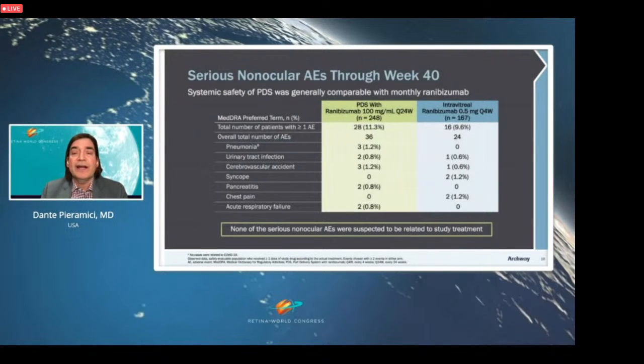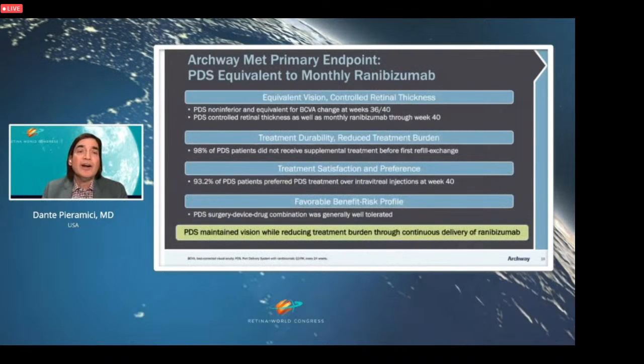Serious non-ocular adverse events were well balanced between the groups, and none of the serious non-ocular adverse events were related to study treatment. So the Archway trial met its primary endpoint. It appears to be equivalent, the PDS, to monthly ranibizumab injections. We get equivalent vision and equivalent anatomical outcomes.